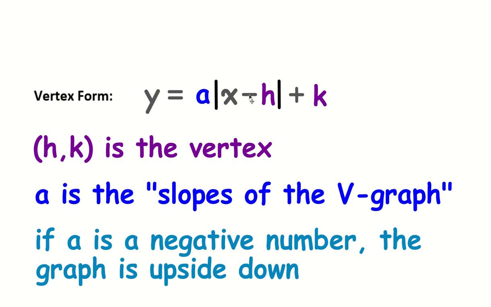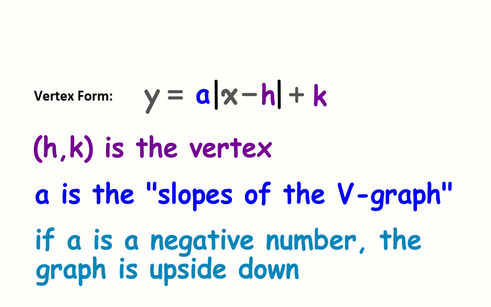So that's why there's a minus there and a plus there, because up or down does whatever. If k was a positive 7, you'd go up 7, but if k was a -7, this would essentially say -7, and you'd be going down. And like I already said, a is the slope of the v graph, and if a is a negative number, the graph is upside down. It goes without saying that if a is a positive number, it's not upside down.